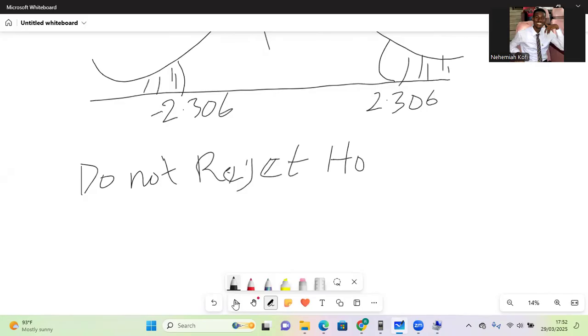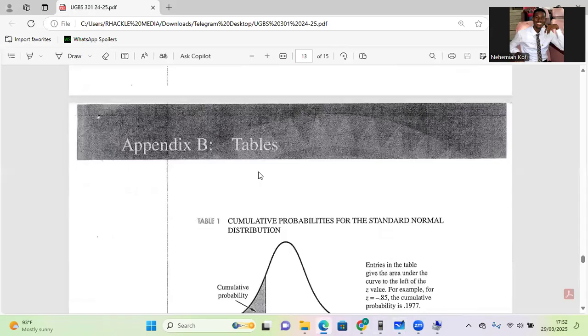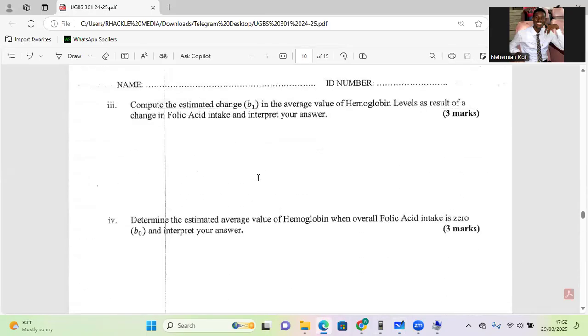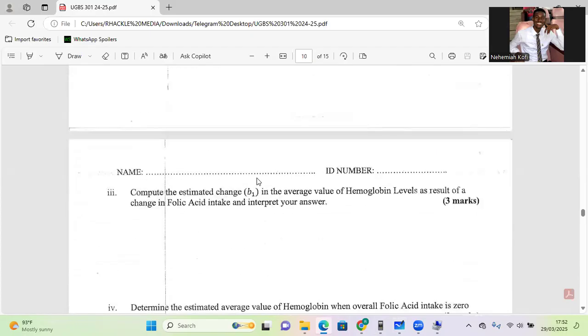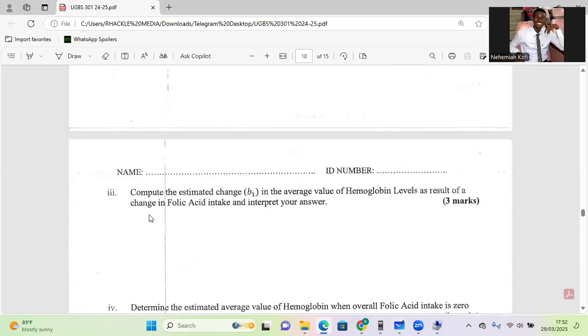Right. And the conclusion is that there is a linear relationship between the folic acid intake and the hemoglobin level at 0.05 significance level, because that's what the question asks you to do, right? So there is a linear relationship between them. Then we are done. 7 marks. Let's move on to the next one.